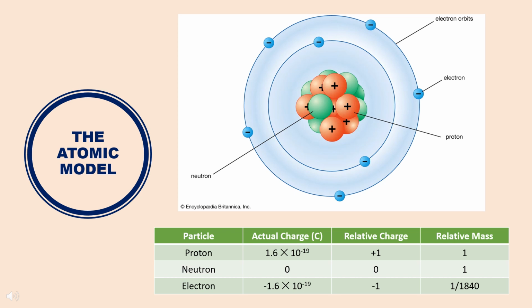The rest of the atom is mostly empty space, and electrons, which are negatively charged, so their relative charge is -1, orbit the nucleus at set distances. Now you can also see the actual charge over here, which is measured in coulombs, but the relative charge does not have any unit. There is an equal number of protons and electrons in an atom. And protons and electrons have equal but opposite charges so that they cancel out and the overall atom is neutral.